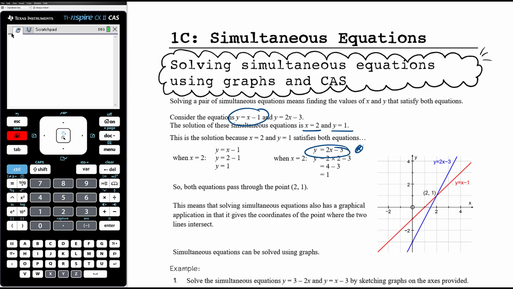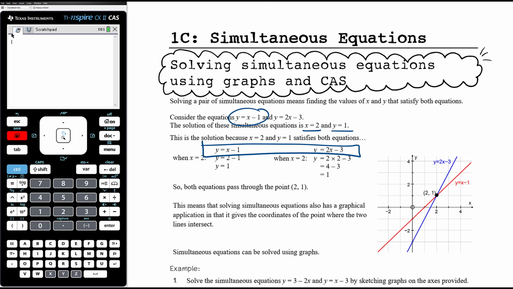Every single point along this blue line satisfies the equation y equals 2x minus 3. So for example, here's a point here at 3, 3. If we substitute x equals 3 into the equation, 2 times 3 is 6, take away 3, y is also 3. That's a pair of x and y values that satisfy that equation. When we're solving the equations simultaneously, we're looking for the pair of x and y values that satisfy both equations, and so graphically, that's the point where these two lines cross.